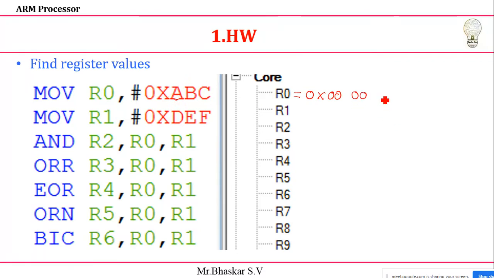is there, the value 0A, and next it is BC. Similarly, R1 also you can take out in this way: 0x000000EF, DEF directly you can take. Now, first I need to perform the AND operation between R0 and R1. So these values I need to take separately.